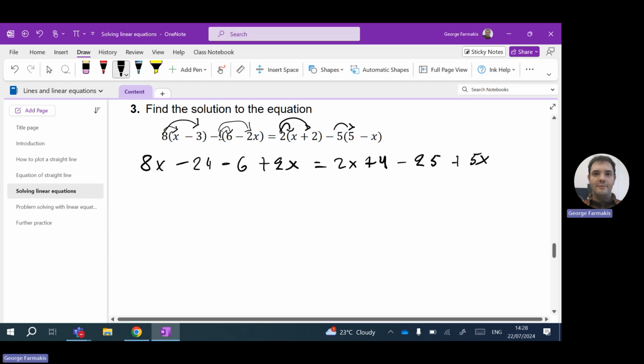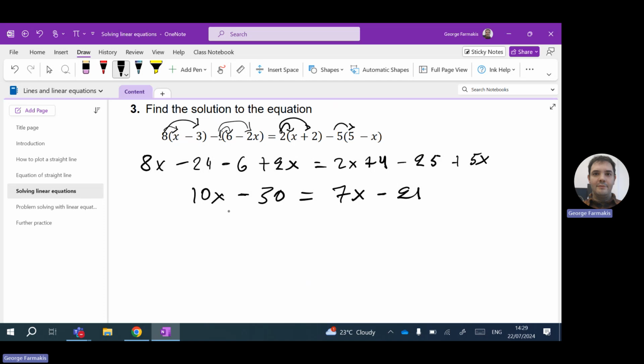Okay, let's collect: 8x plus 2x, this is 10x. Minus 24 minus 6, this should be minus 30. Then we have 2x plus 5x, this is 7x. And then we have 4 minus 25, this is minus 21.